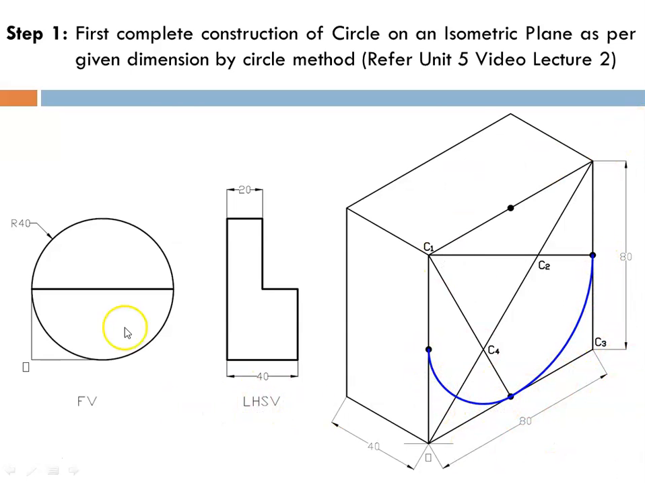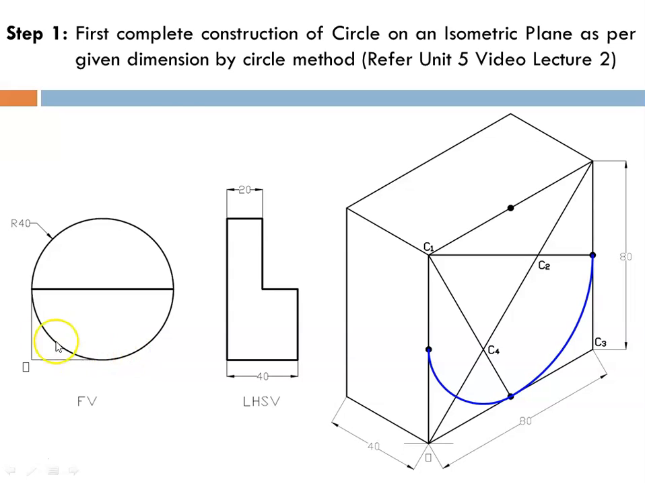Now if you observe in the question, this complete circle has no uniform thickness. You can see here only half of the portion has a thickness of 40 and the remaining half portion has a thickness of 20. Now if I consider this portion and project it, the bottom semicircular portion has a thickness of 40 while the upper semicircular portion has a thickness of 20.